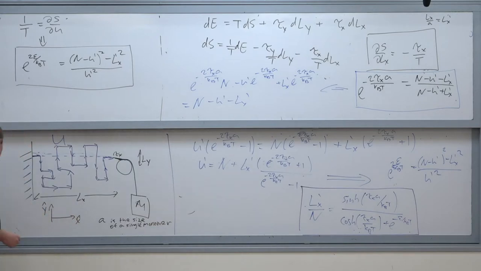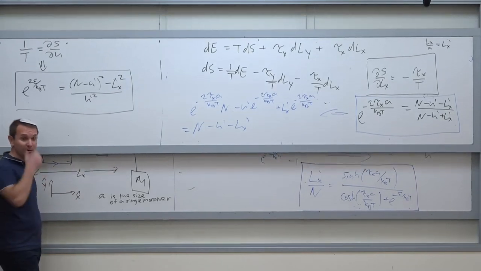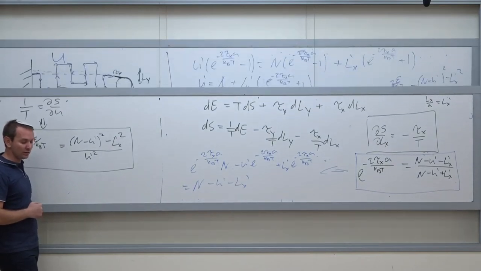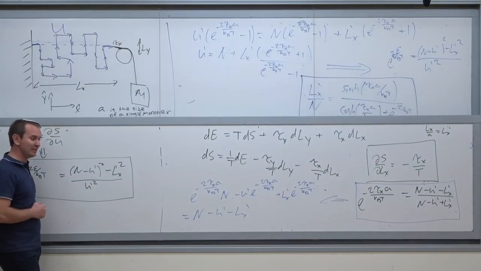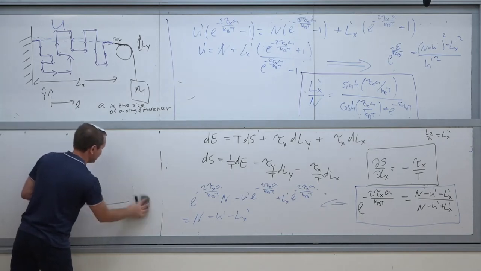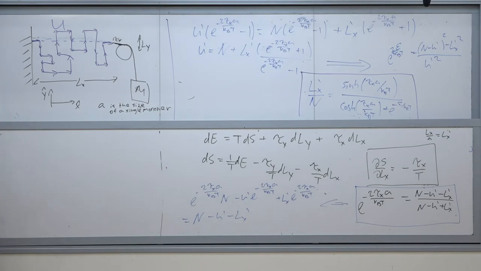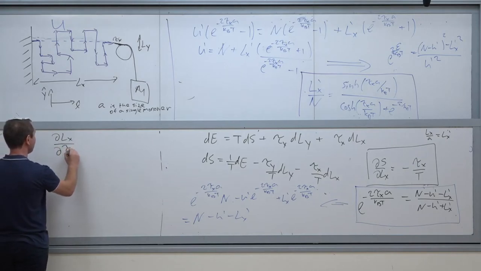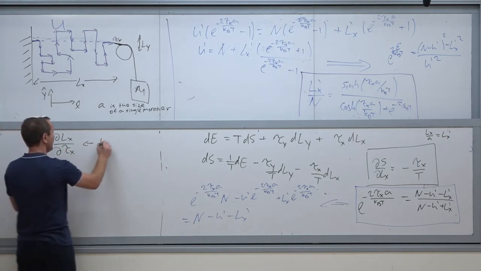What is an elastic modulus? Elastic modulus is how the length of the polymer, or any system, changes with the temperature, or the derivative of the length when a specific force is applied, okay, how it changes with the temperature. Okay, let's look at this. The elastic modulus is dLx by d tau x. Okay, this is the elastic modulus.